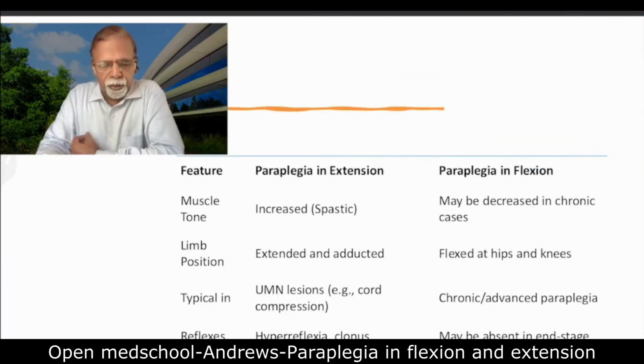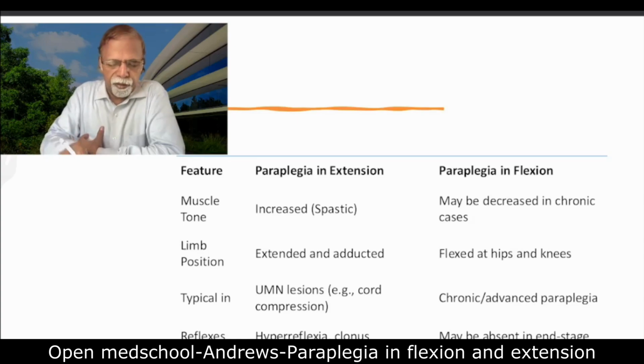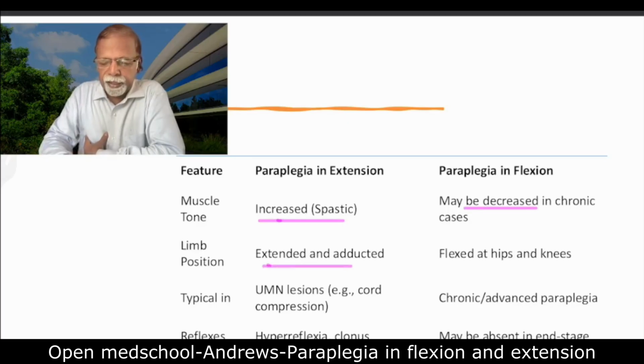So the differences between paraplegia in extension and flexion are given here. In paraplegia in extension, the muscles are spastic. In paraplegia in flexion, the tone may be decreased in chronic cases, but contractures are there. Limb position is extended and adducted in extension, and flexed at hip and knees in flexion. Paraplegia in extension is the typical finding that you get in an upper motor neuron lesion, especially cord compression. Reflexes are hyperreflexia with clonus, but in paraplegia in flexion, reflexes may be absent.